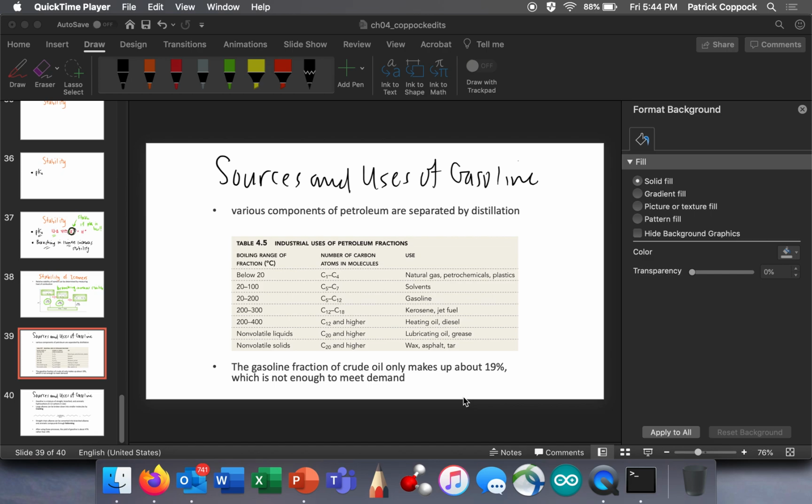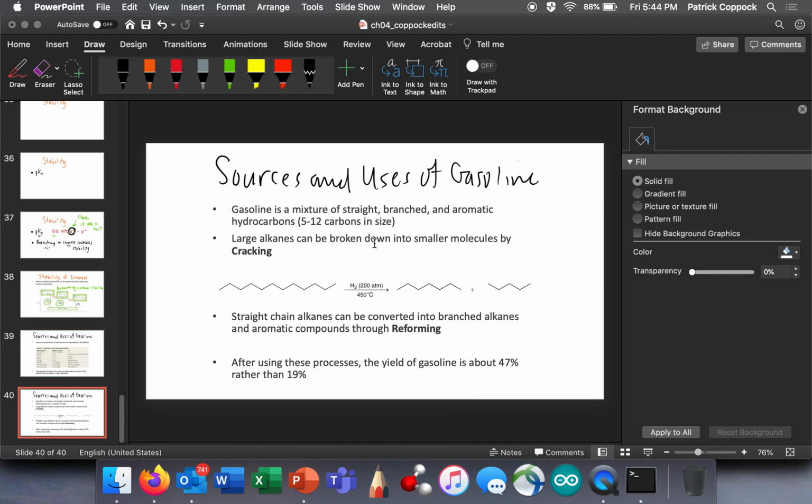Now, it turns out that the gasoline fraction that we get out of crude oil only makes up about 19%, and we use a lot more than that. So we have a process called cracking. With cracking, you can take a longer chain molecule and use really high pressures. The pressure in the room you're sitting in is about one atmosphere. At pressures of 200 atmospheres and 450 degrees, if you expose it to hydrogen, you can break these carbon-carbon bonds and make smaller molecules. With cracking and with reforming, by making branched alkanes from straight ones, you can get a better yield of gasoline, closer to 50%.